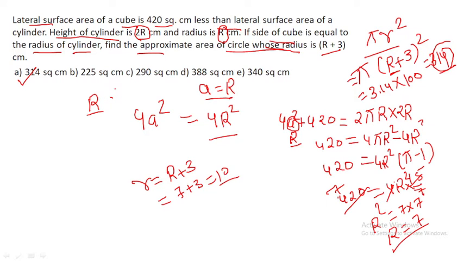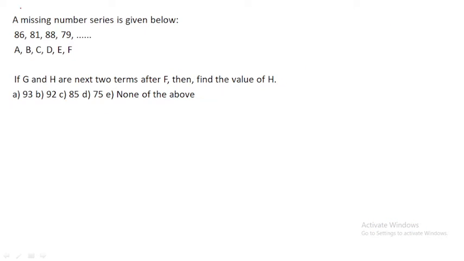Let's move on to the next question. Our next question is based on a missing number series. A missing number series is given below, right? What is given? 86, 81, 88, 79 and a blank. A, B, C, D, E, F. Then some alphabets are given below and some more data is given. If G and H are the next two terms after F, then find the value of H. And some options are given.